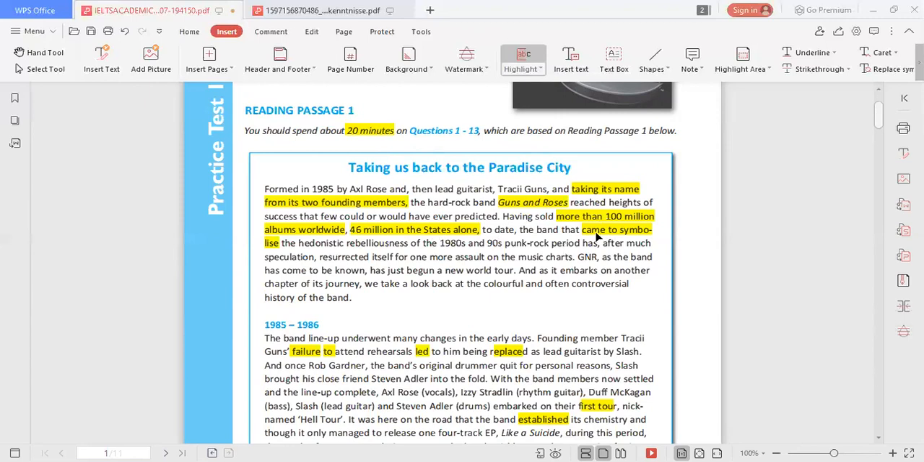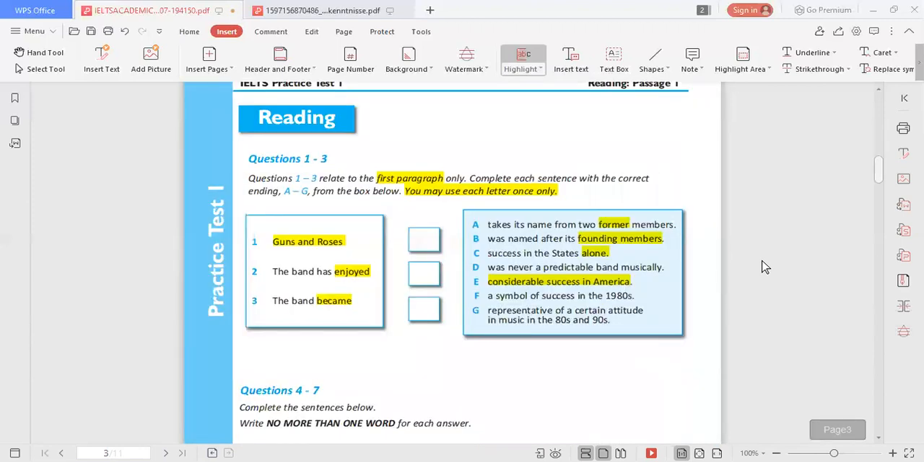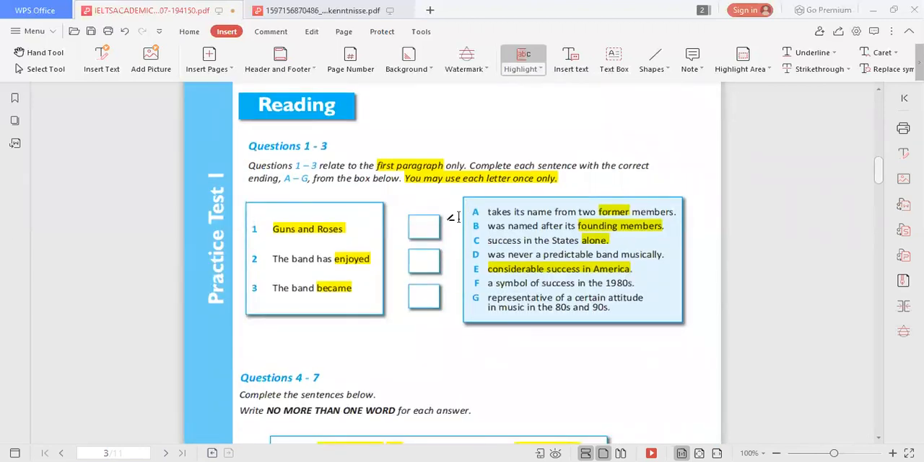So we go on, came to symbolize the hedonistic rebelliousness of the 1980s and 1990s punk rock period. We can stop here and then try and match the answer already. So we've already picked B, we've already picked E. So we look at A, takes its name from 2 former members. It's definitely not something in that part of the sentence. Success in the States alone is also not something in that sentence. Was never a predictable band musically. Nothing in the sentence referring to that.